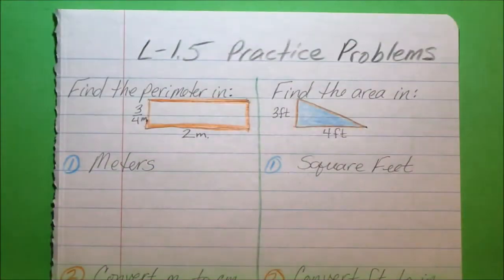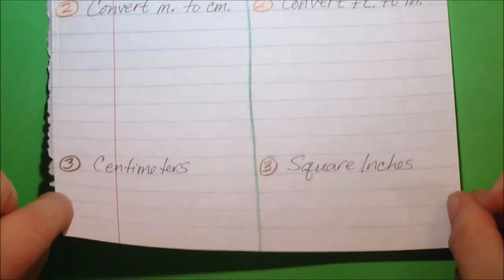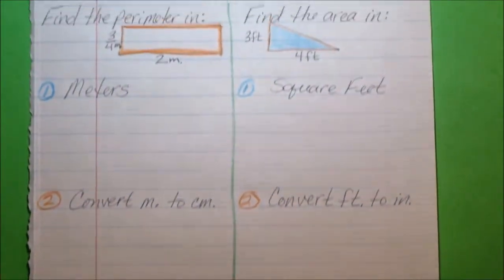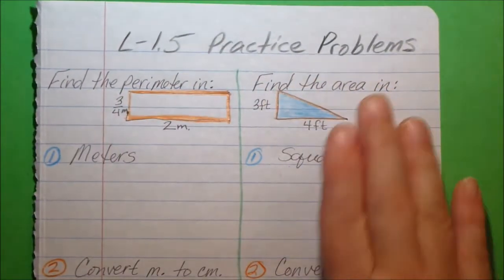All right, here are your practice problems for lesson 1.5. They're a little bit tricky to see. I divided the paper in half so that you could have room on your paper for all 3 of the steps. One problem on this side, one problem on this side.